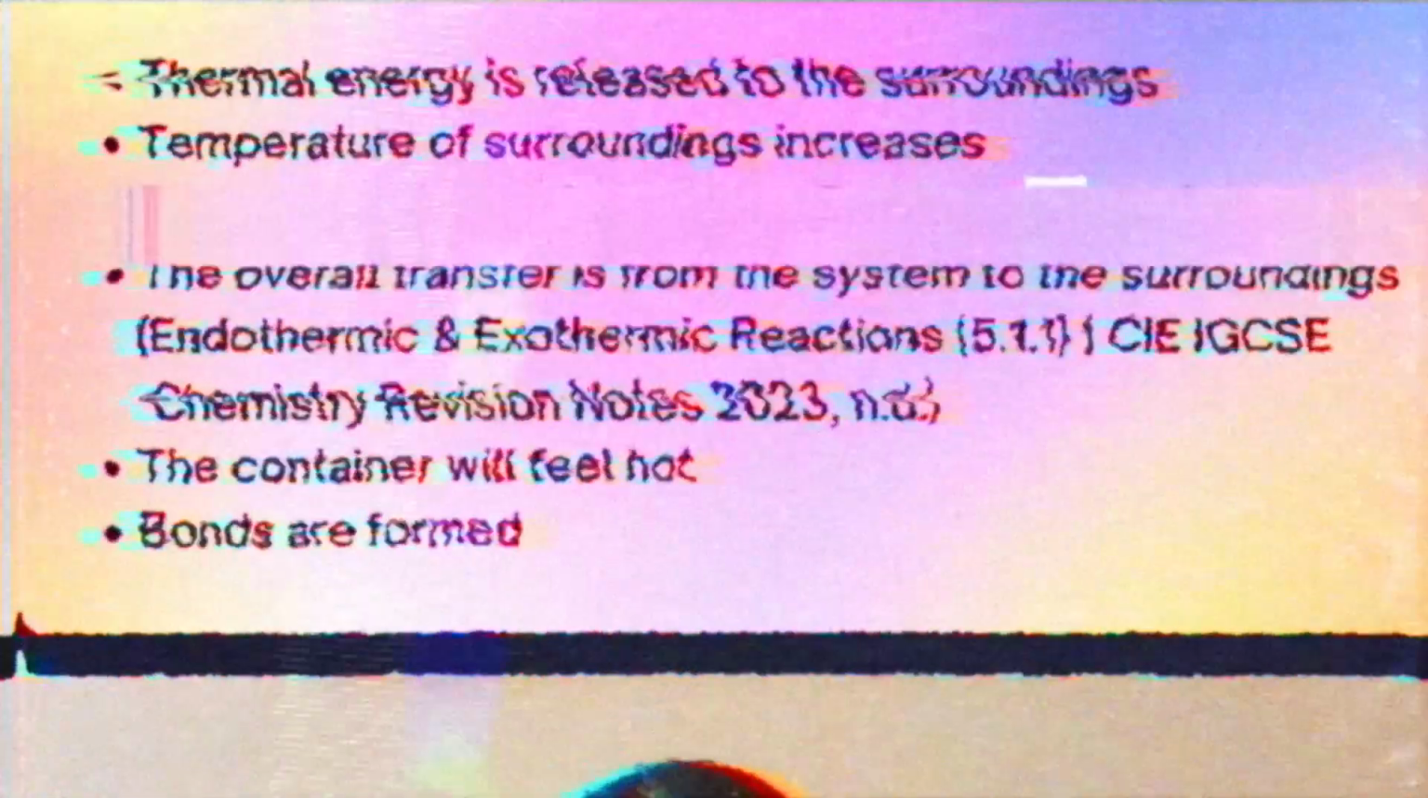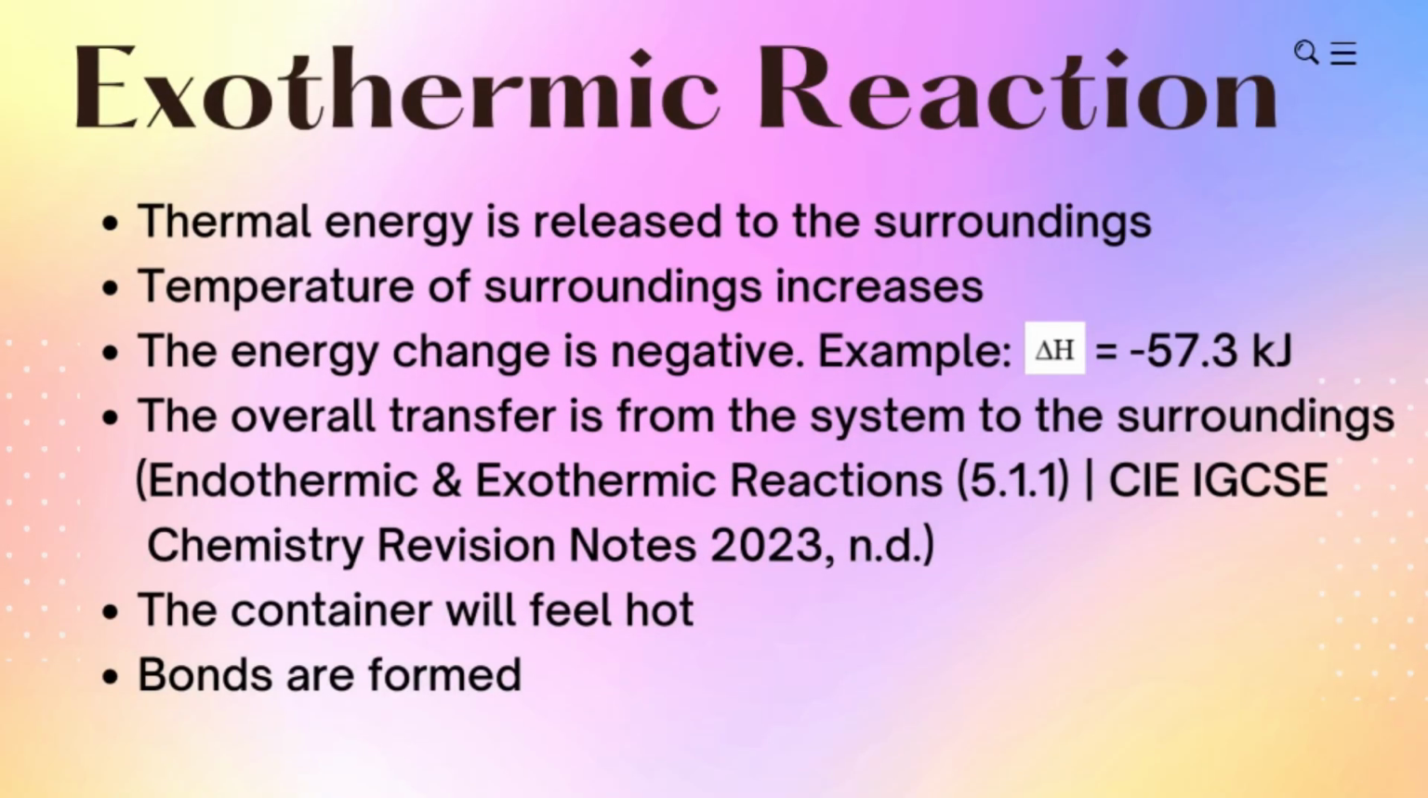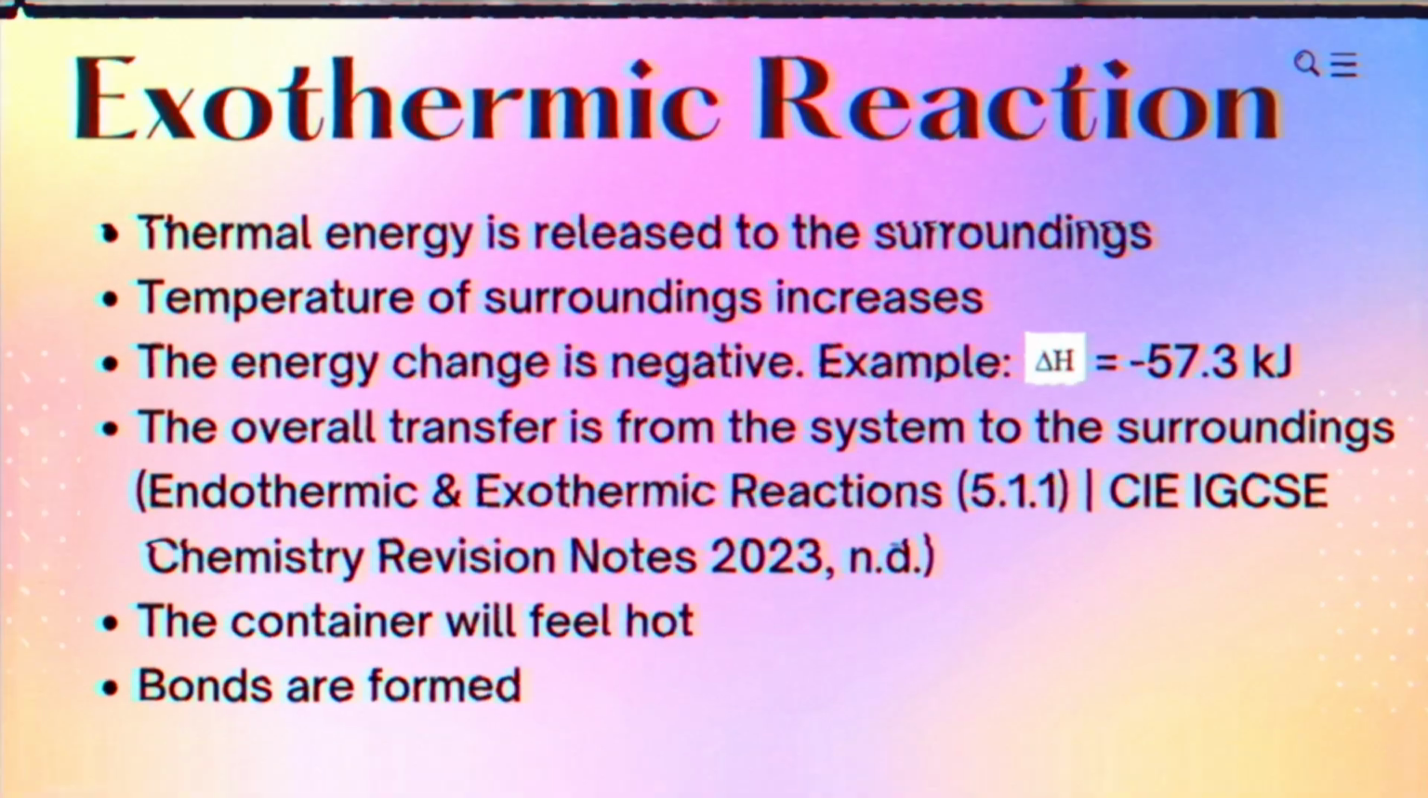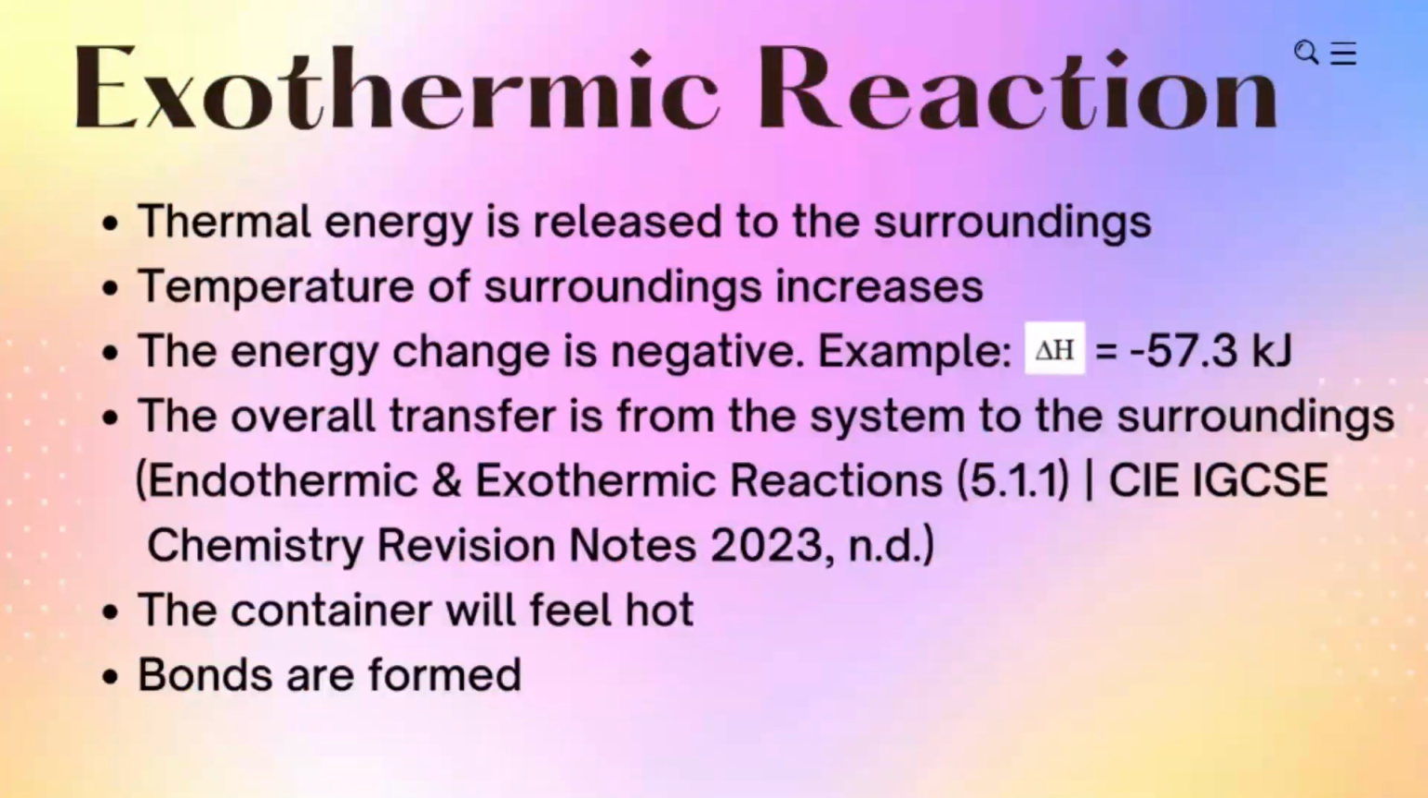Starting off with exothermic reaction. The main concept that we should be aware of is thermal energy is released to the surrounding. So this means that the temperature of the surrounding will increase. The energy change is also said to be negative because energy is transferred from the chemical system to the surrounding. So the energy of that system falls, which is why it is negative. The overall transfer of energy is also from the system to the surrounding.